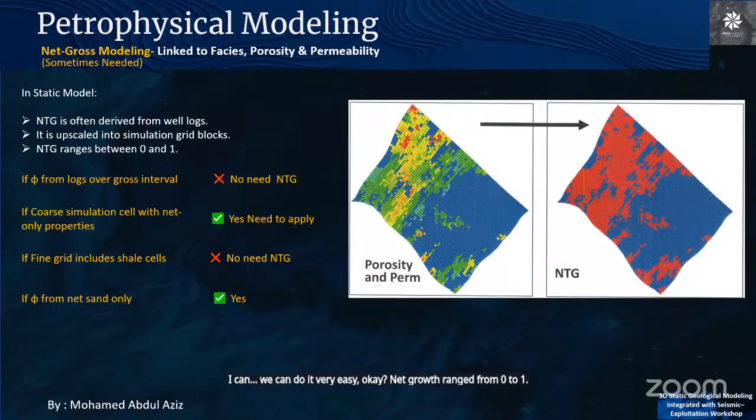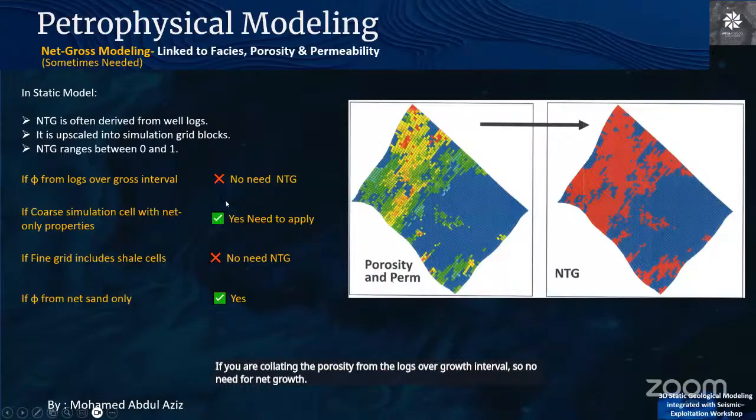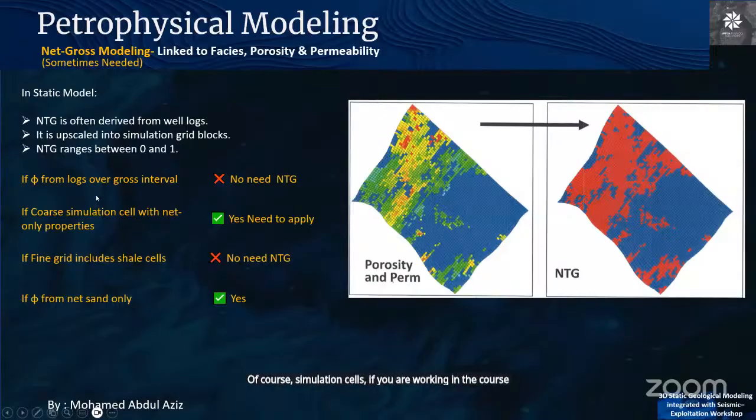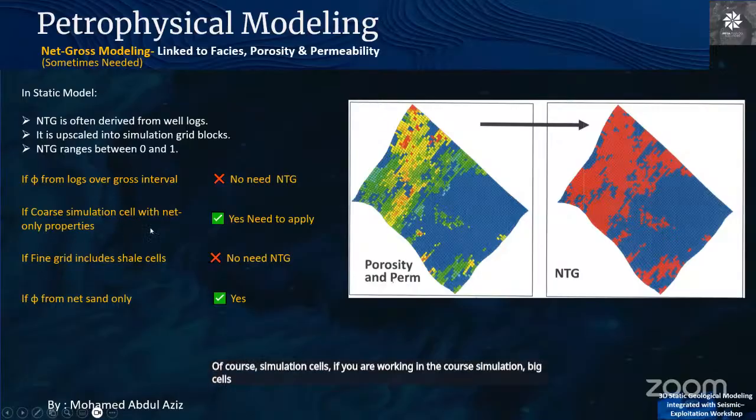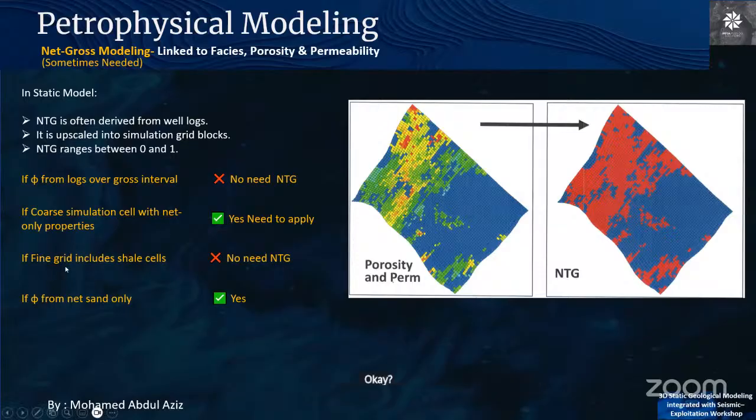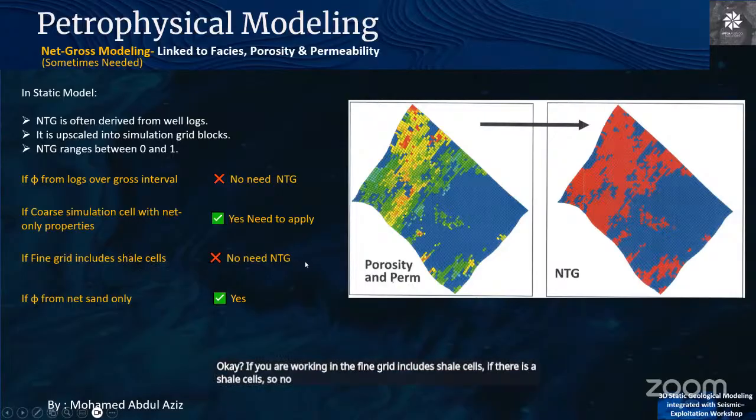Yes, agree. But is it needed in the modeling or not? If you are calculating the porosity from the logs over the gross interval, there is no need for net gross. Of course, if you are working in a coarse simulation cell, big cells with net-only properties, then yes, you need to apply the net to gross probability distribution. If you are working in the fine grid that includes shale cells, there is no need for net to gross.